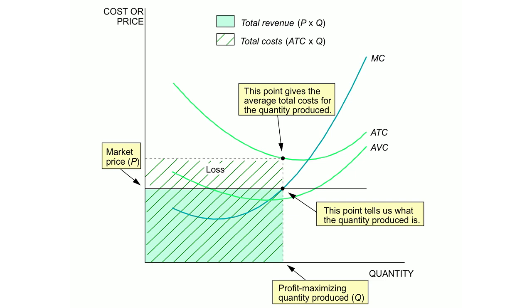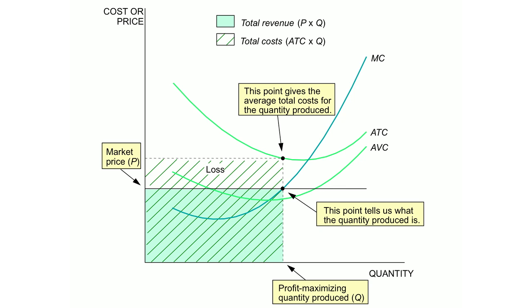So I've labeled in this picture the intersection of marginal cost and price. That determines the profit maximizing quantity produced, which is marked on the horizontal axis. Now you got to find out the average total cost, and so to do that you go up until that vertical line intersects the average total cost curve. In this case, you can see the amount of total cost as the area marked by the hash marks.